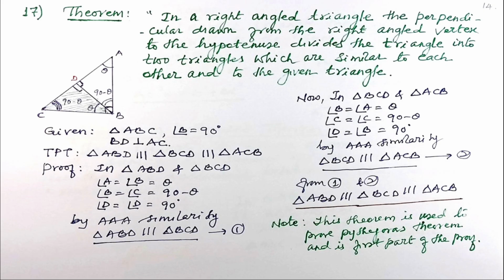In a right angled triangle, the perpendicular drawn from the right angled vertex to the hypotenuse divides the triangle into two triangles which are similar to each other and to the given triangle. Let us understand the meaning of this statement first.